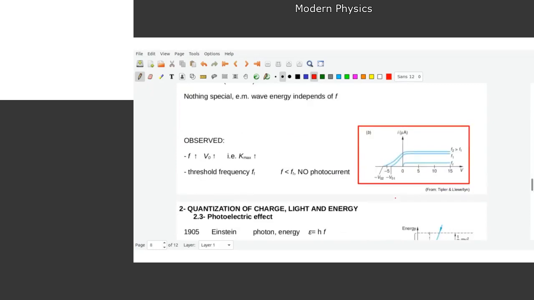But what you observe is this thing. We have three frequencies here. First, let's begin with F1. This is a frequency. Let's say it's something like a green frequency, a green light.